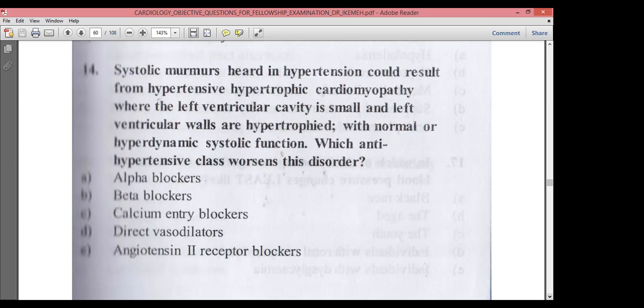So literature will tell you that you should be avoiding angiotensin 2 receptor blockers. But from these options, what was chosen is the direct vasodilators. Okay, I don't know, because they are direct vasodilators, and these other ones have vasodilatory effects. But when you look at the literature, the vasodilators are generally avoided in hypertrophic cardiomyopathy. So any contribution?